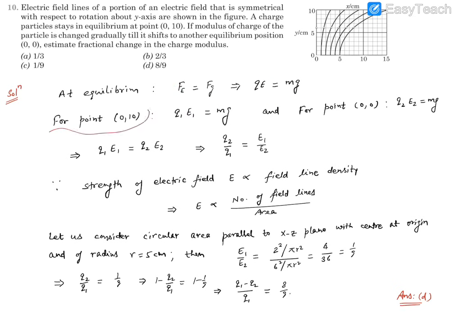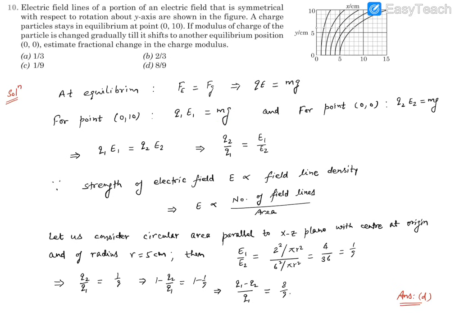Now at the initial point, let's say charge Q1 was there and the field at that location is E1, which balances mg. When we change this charge, accordingly E will change so that the product remains mg. At location (0, 0), let's say the charge becomes Q2 and the field is E2, which is equal to mg. Basically from these two relations we can say Q1 E1 must be equal to Q2 E2.